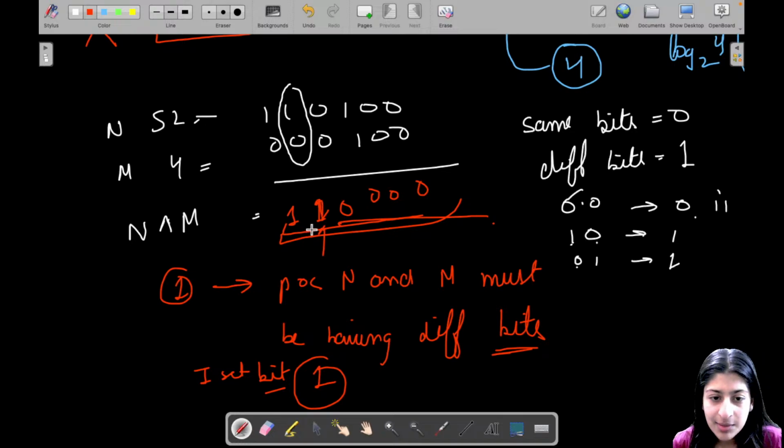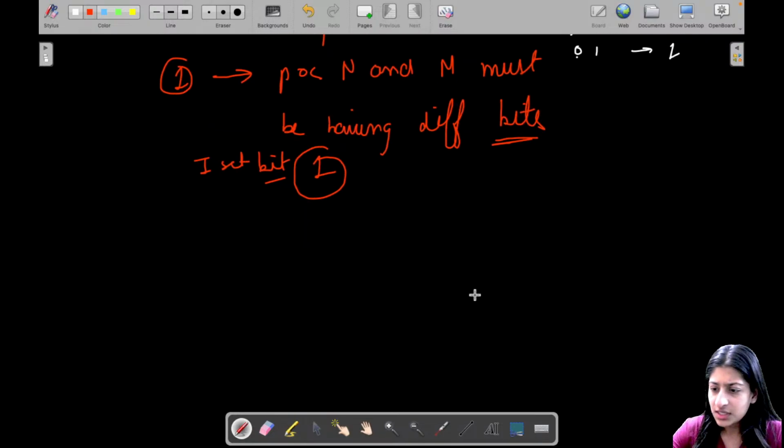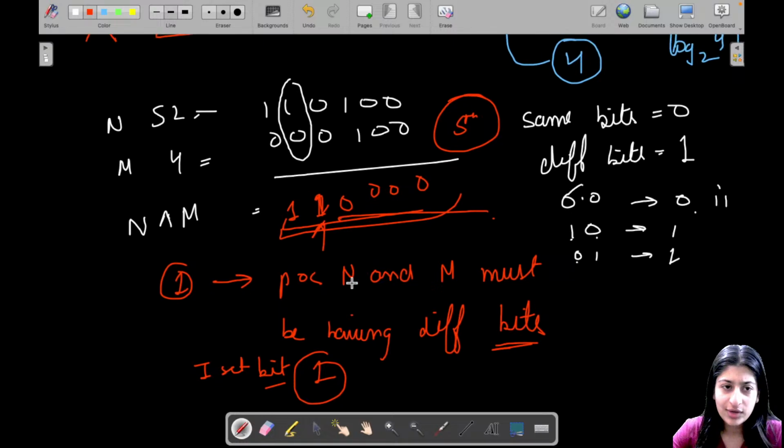So the first time I am finding 1 from the rightmost index is this position. So this position is what I want to return. This is position 1, 2, 3, 4, 5. So the fifth position is the answer for this entire question. Okay, so let's traverse over this question and check once again.